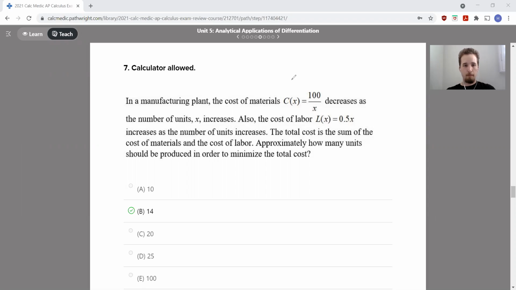Okay, so we have the cost of materials represented by number of units. We have the cost of labor represented by number of units. The total cost is the sum of the cost of materials and the cost of labor. Okay, that seems easy enough.